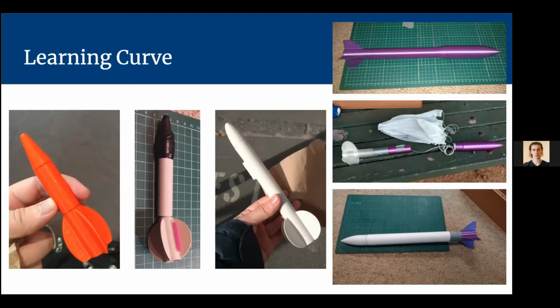Top right was an actual quarter scale model of our competition rocket at the time. Our design's changed since then, but that's what it was originally going to look like. I flew that once with perfect success.